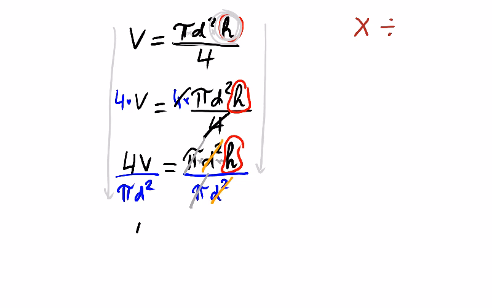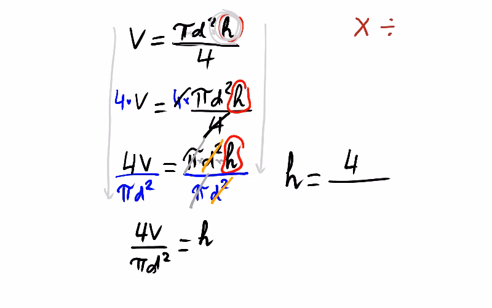So what are we left with now? 4v over pi d squared equals h. H is now isolated on its own, and we could rewrite this as I have been saying, left to right. So h equals 4 multiplied by v and divided by pi d squared.